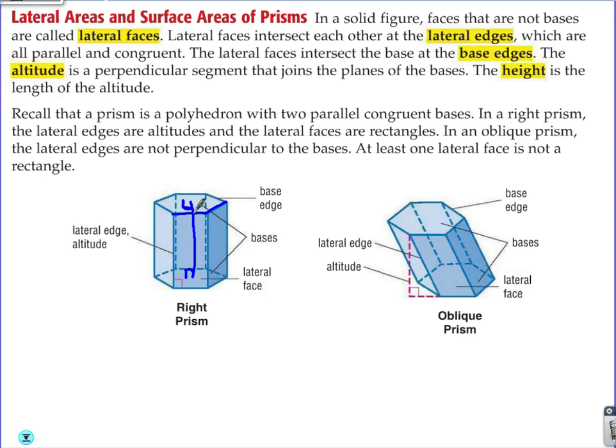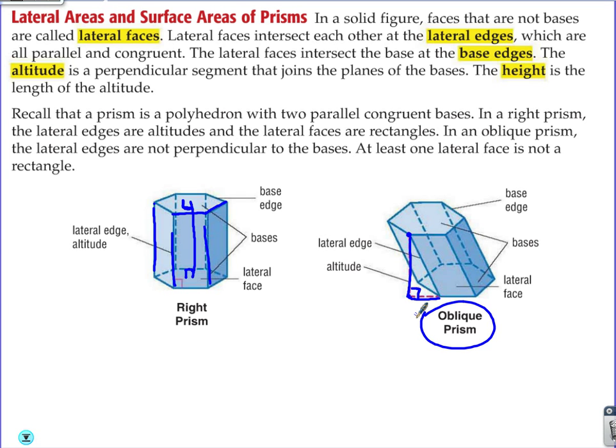Recall that a prism is a polyhedron with two parallel congruent bases. In a right prism, the lateral edges are altitudes. These are all heights. But in an oblique prism, the lateral edges are not heights. The way that you'd find height is go from the top straight down to the bottom.